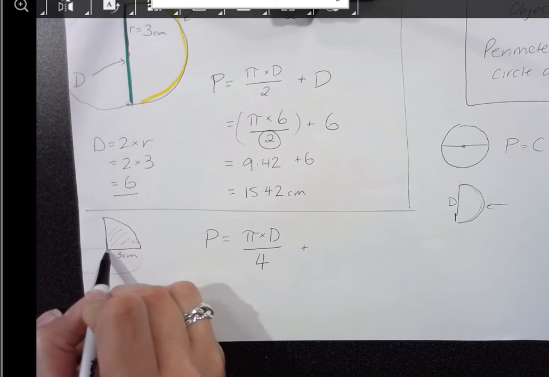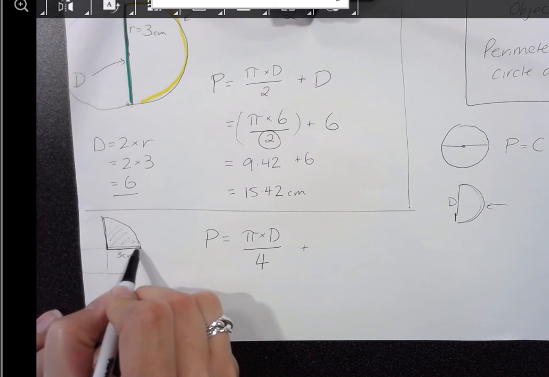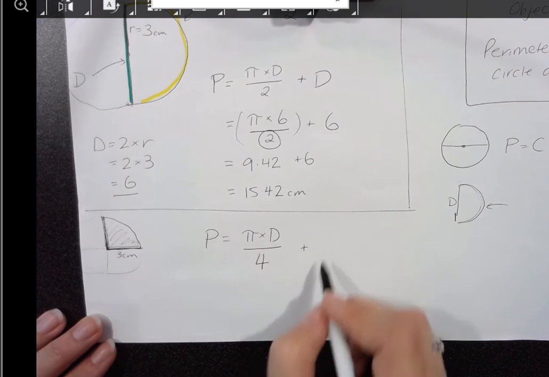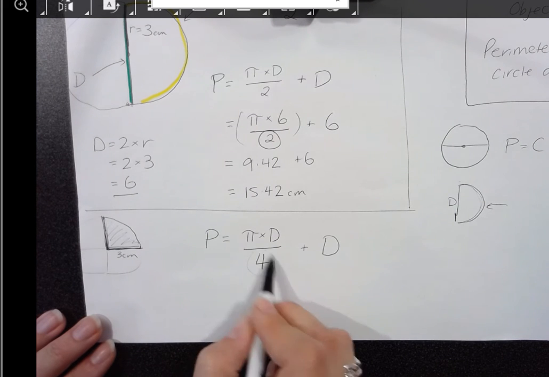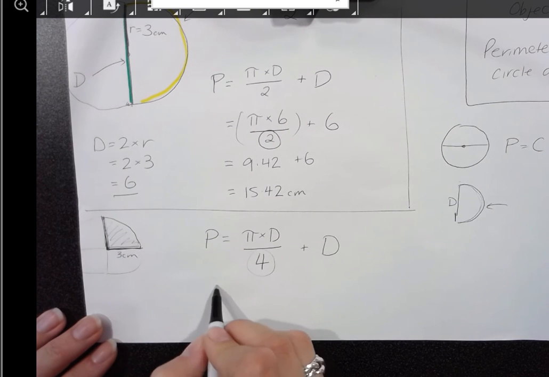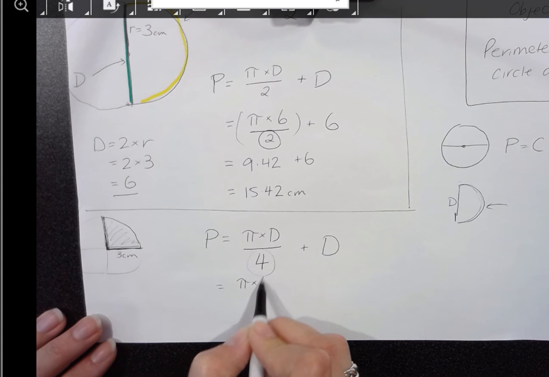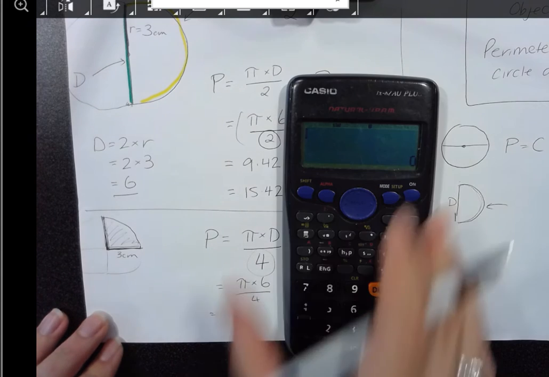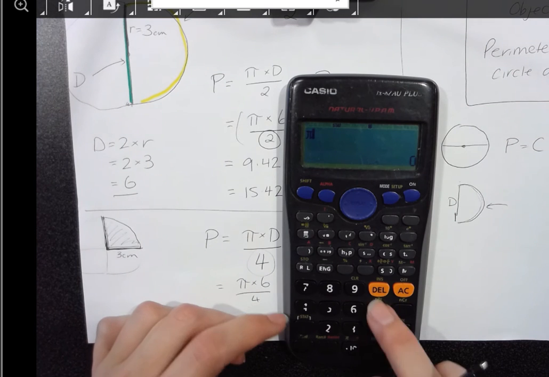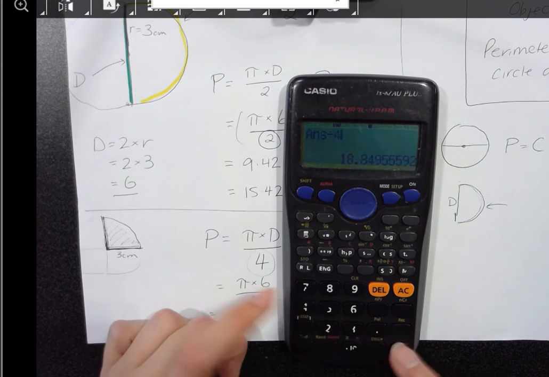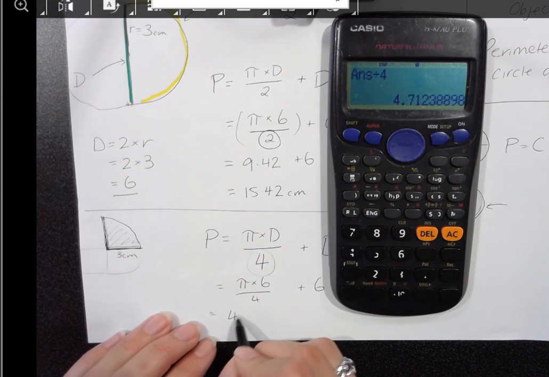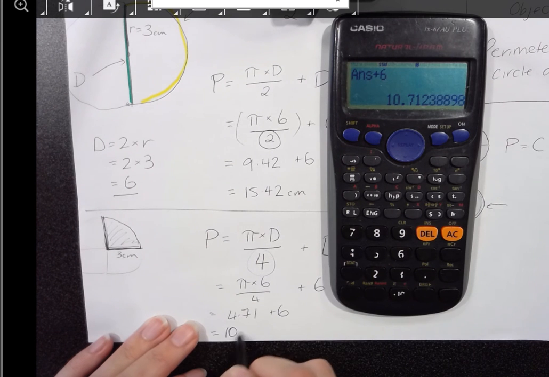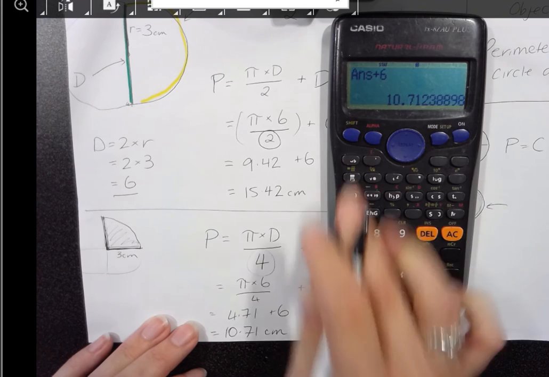Now we still have to add 2 of our radii, or radiuses, because we've still got this flat side and that flat side. Okay, so we're still using the same rule, we're just changing what number is on the bottom. So it will be pi times 6 divided by 4 plus 6 again. We can do that on the calculator. Pi times 6 divided by 4 this time, 4.71 plus 6, we'll add another 6 on, and that will give us 10.71 centimeters.